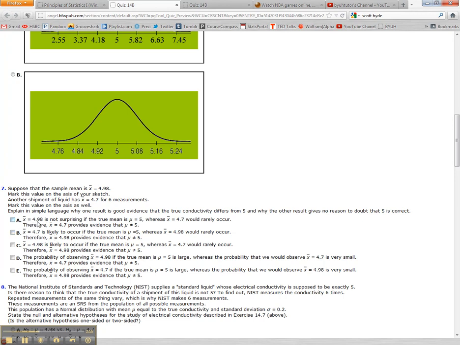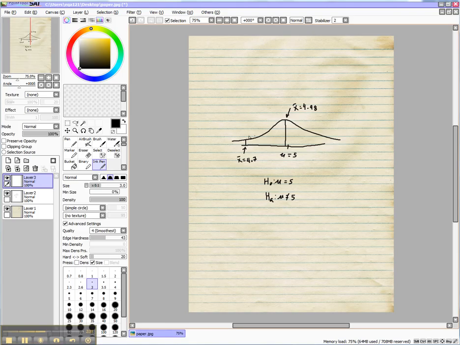So x bar equal 4.98 is not surprising if the true mean is equal to 5, whereas 4.7 would rarely occur. So 4.98 wouldn't be surprising. That's actually true because 4.98 is almost identical to 5. But 4.7 would rarely occur. Therefore, 4.7 provides evidence that mu not equal to 5. So take a look at that.